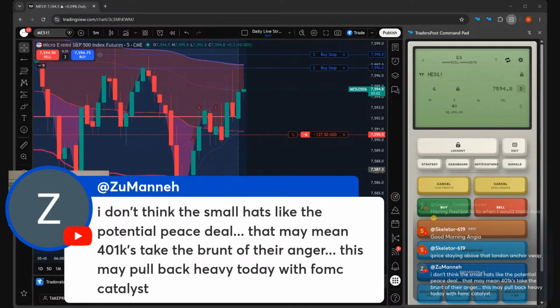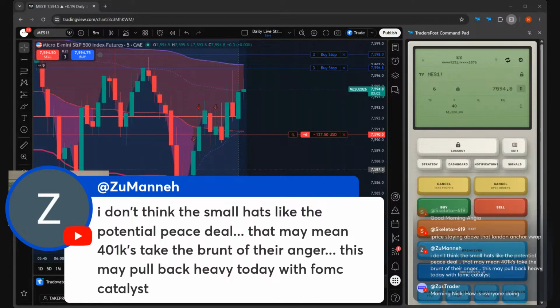I don't think the small hats like the potential peace deal. That may mean 401ks take the brunt of their anger. This may pull back heavy with FOMC catalyst.